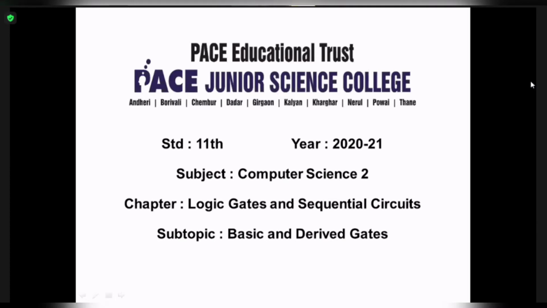Okay, students, I think most of you have joined now. So we will start with an introduction first, and then we will move forward with our first chapter, which is logic gates and sequential circuit. This is chapter number 3 from your RD Supekar textbook, that is from the CS2 portion.